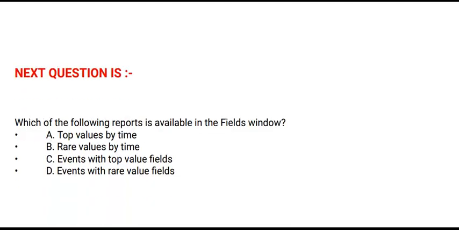Next question is, which of the following reports is available in the fields window? Options are option A, top values by time, option B, rare values by time, option C, events with top value fields, and option D, events with rare value fields. The correct option is option A.